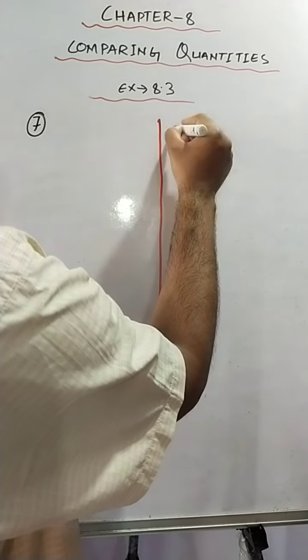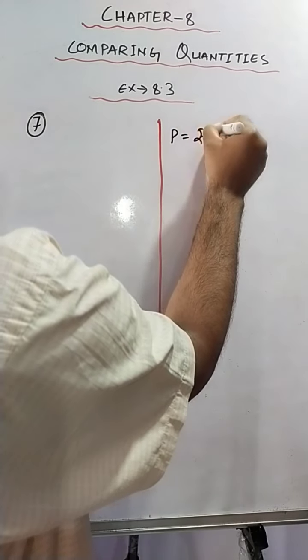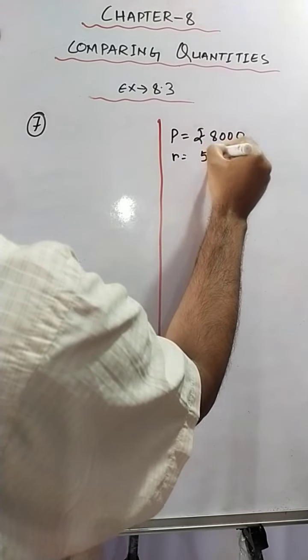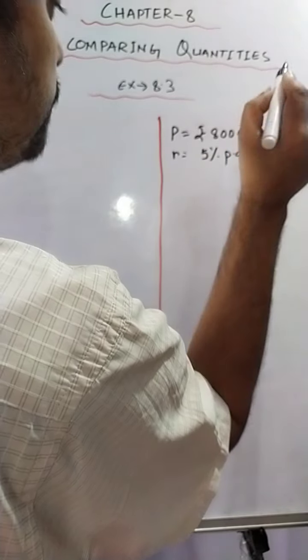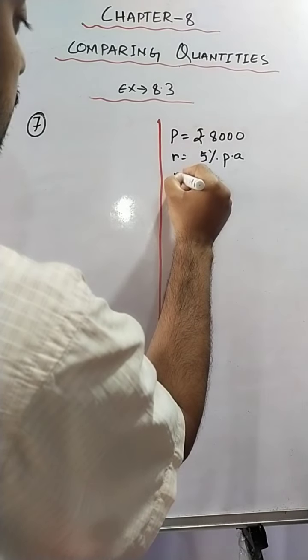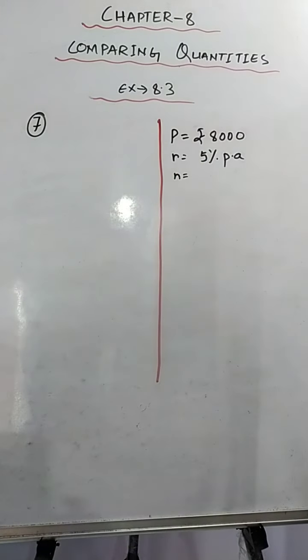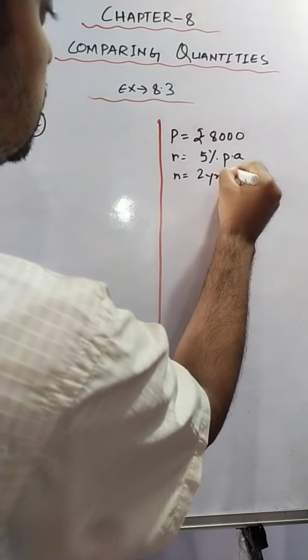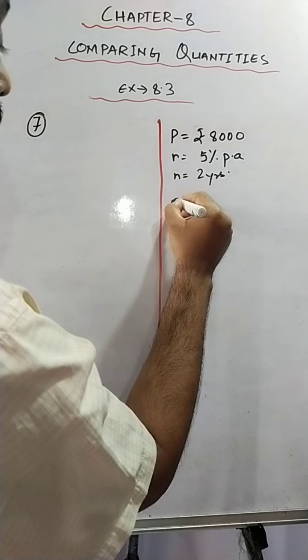So what is the principal given? Rupees 8,000. Now what is the rate she will be given? That is 5% per annum, compounded annually. Okay, compounded annually, students. And what is n given? N is at the end of the second year. At the end of the second year means we have to take 2 years. Fine. Now use the formula of compound interest.